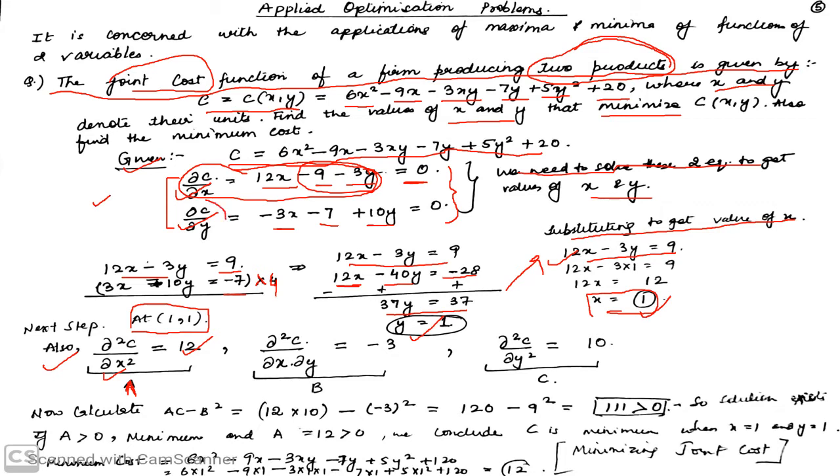Delta square c by delta x into delta y, we differentiate this again with respect to x, so these two become 0, we will be left with -3. We take this as b. Then comes delta square c by delta y square, we differentiate with respect to y, so we are left with 10. We take this as c, suppose this is c.